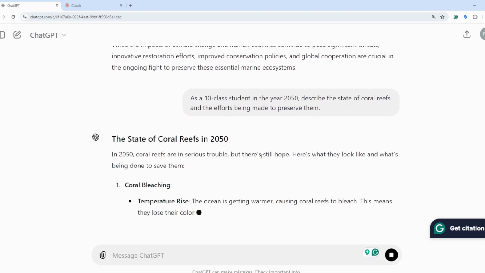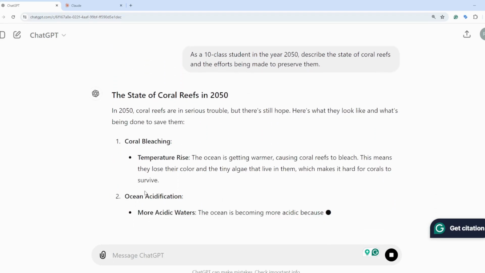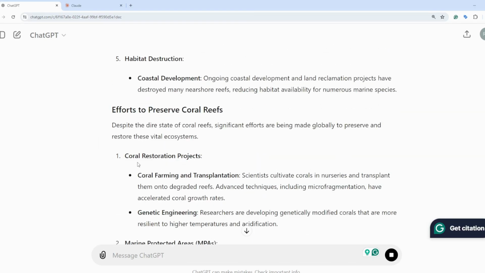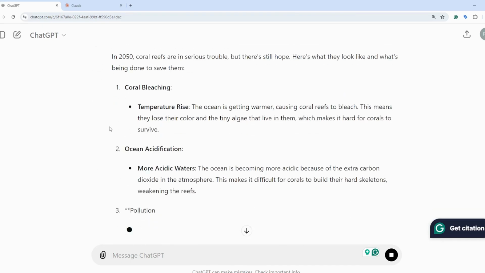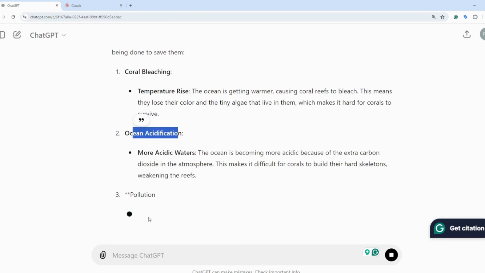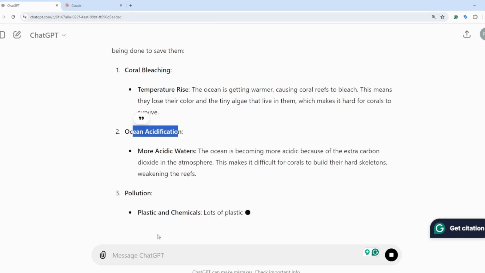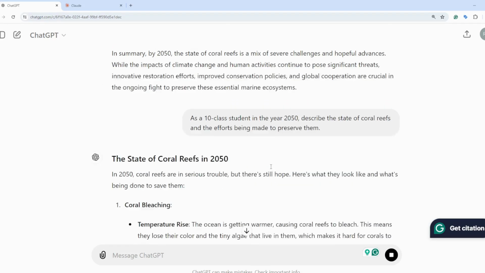The state of coral reef, coral bleaching, ocean acidification. Did it give it here? See, this is different. So the coral restoration project they are talking about here, but here they are talking about coral bleaching, ocean acidification, and pollution. It's still generating more acid water, so it's a little slow in giving the response. Let's wait.